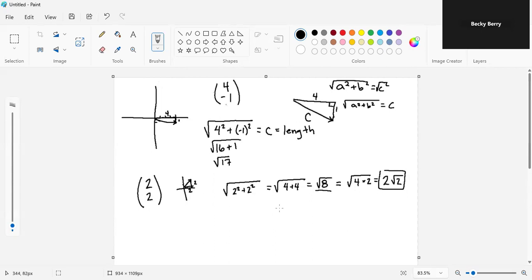So the length of this first vector is the square root of 17. The length of the second one is the square root of 8. That means this first vector is longer. The square root of 17 is more than the square root of 8.